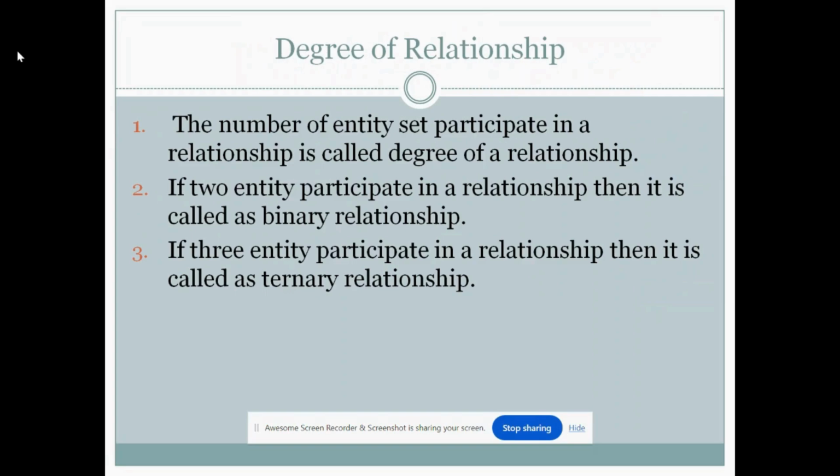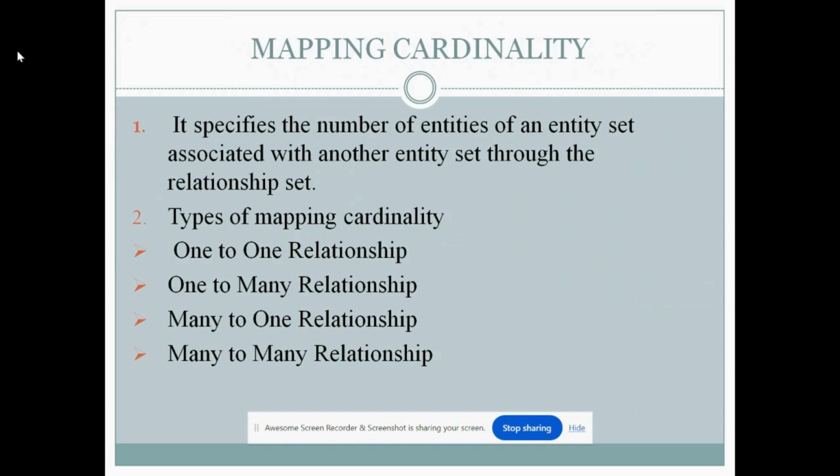If two entities participate in a relationship, then it is called a binary relationship. If three entities participate in a relationship, then it is called a ternary relationship. Now coming to the second one, that is mapping cardinality. It specifies the number of entities of an entity set associated with another entity set through the relationship set.